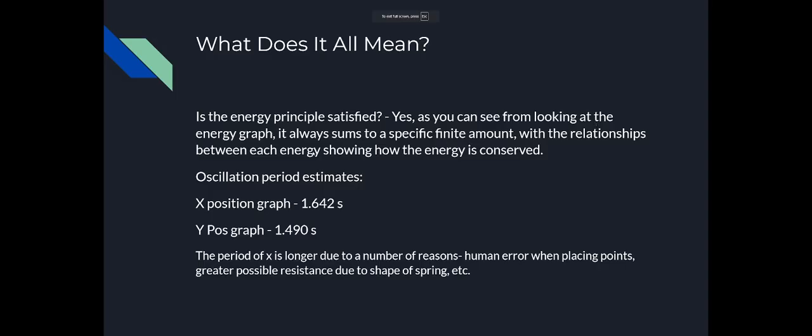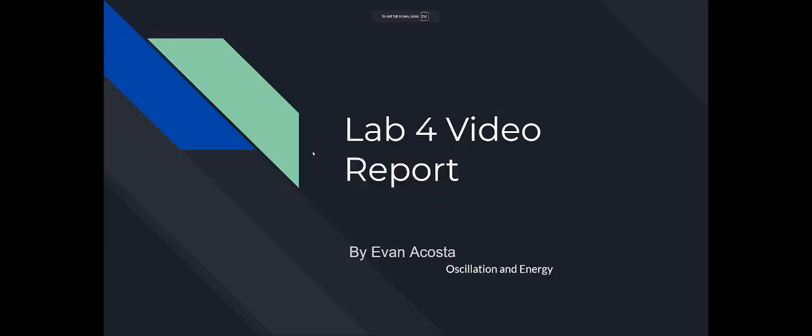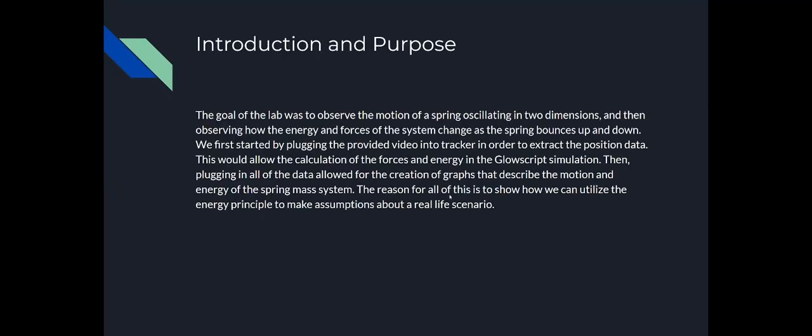Okay, this is my Lab 4 video report on the oscillation of a spring mass system and the energy involved with it. For a quick introduction, the overall goal of the lab is to observe the motion of a spring mass system that's oscillating in two dimensions, the x and the y dimension, and then observe how the energy and the forces of the system change as the spring moves.